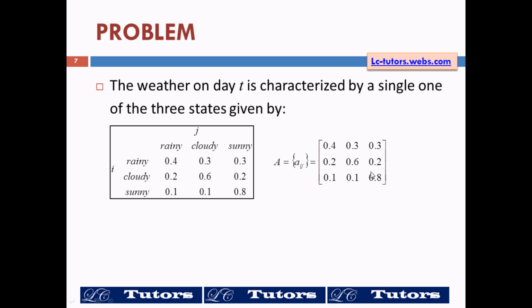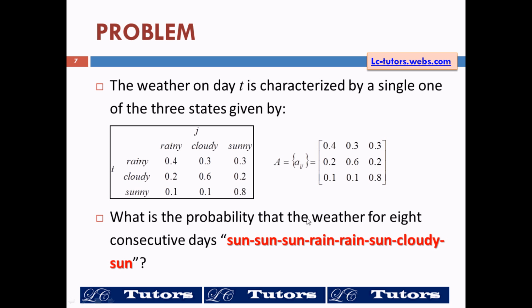Also we can write it in matrix form. A_ij is equal to the matrix of transition probabilities. Now the question here is, what is the probability that the weather for 8 consecutive days is sun, sun, sun, rain, rain, sun, cloudy, sun? So if the state sequence is given, we need to find out the probability of having such a state sequence.